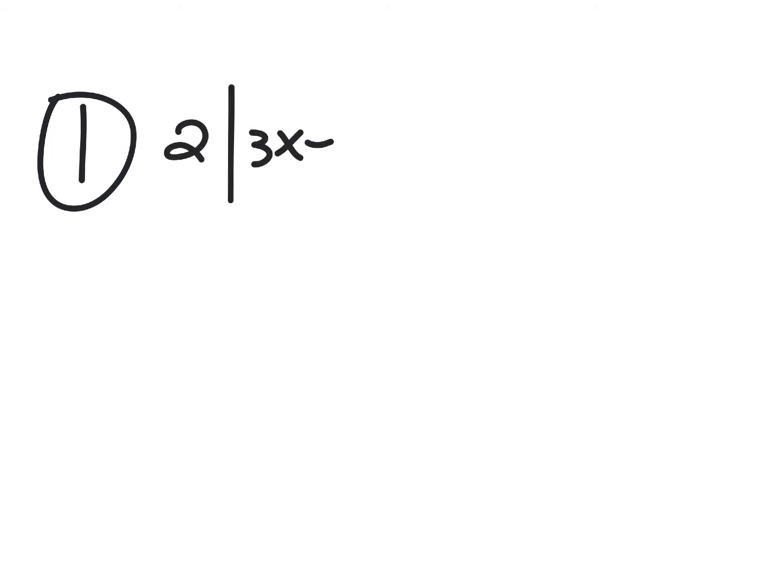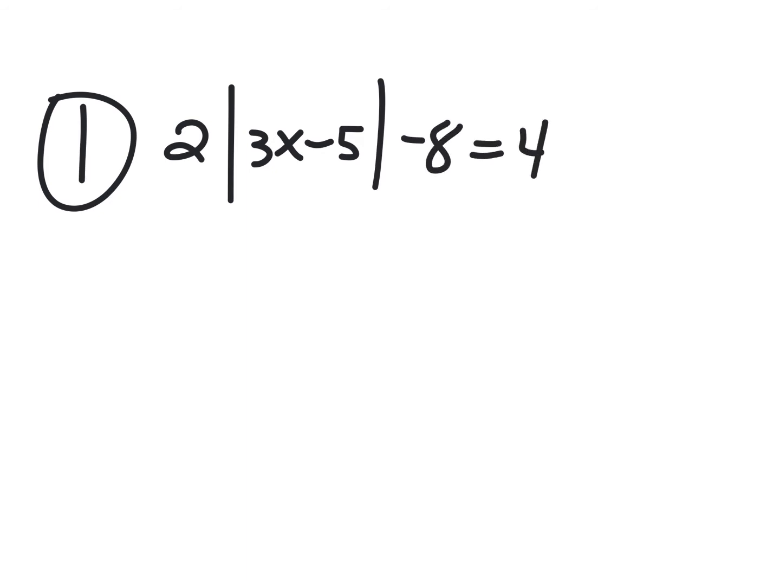Mariam, would you read me number 1? I know it's kind of long, but I think you can handle it. Absolute value of 3x minus 5, minus 8 equals 4. Okay, so there's the problem.